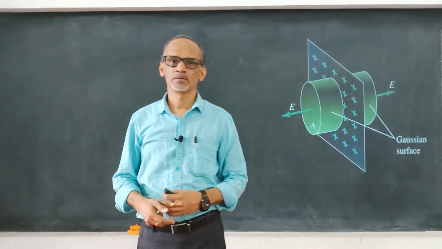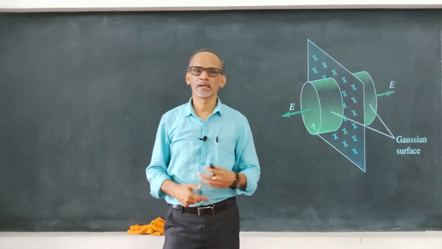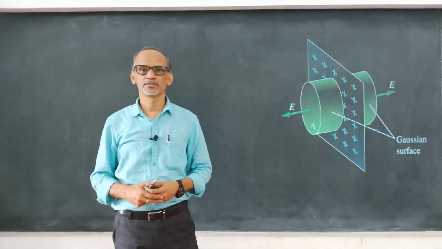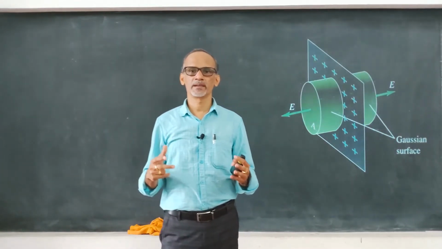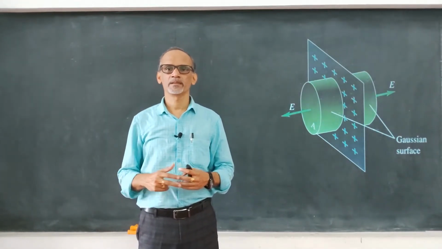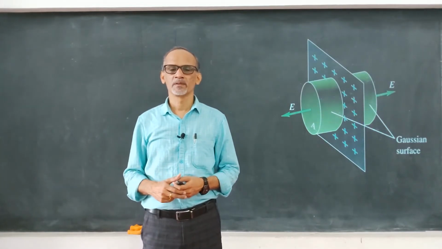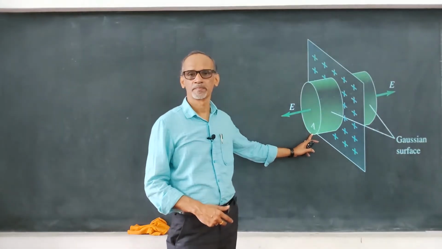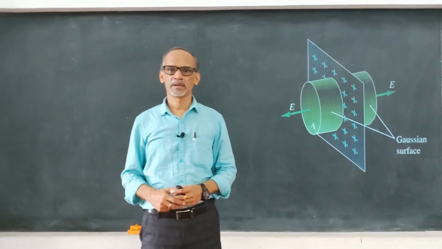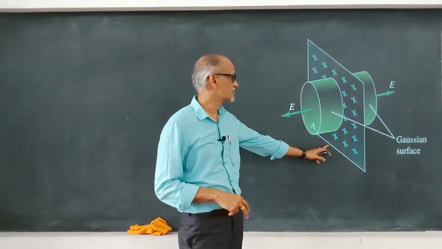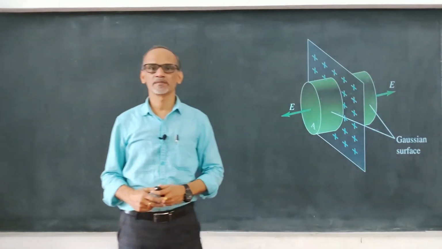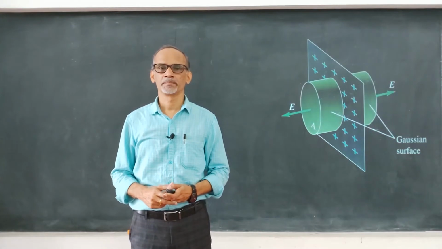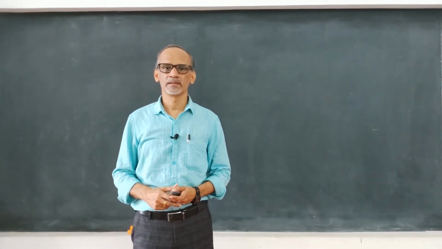Now, to find the expression, again we have to use Gauss theorem, and to apply the Gauss theorem, we always need a Gaussian surface, which is an imaginary surface that encloses the charge, and it can be of any shape. The Gaussian surface we are going to consider in this case is a cylinder passing through the sheet, so that one half is on one side of the sheet, the other half is on the other side of the sheet.